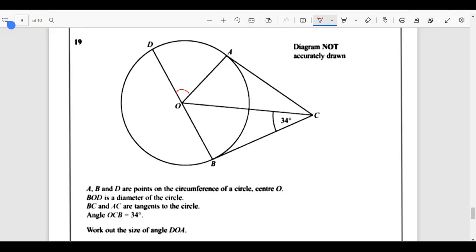I think that's easy. B is 90. Okay, very good. B is 90, and then 56 is the angle to finish the triangle. Very good. O is 180, yes.